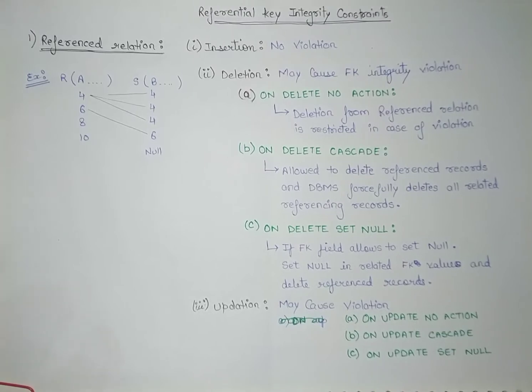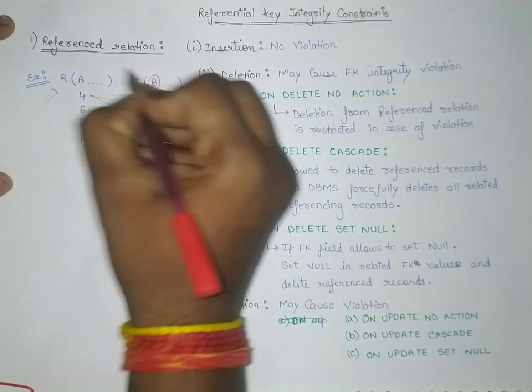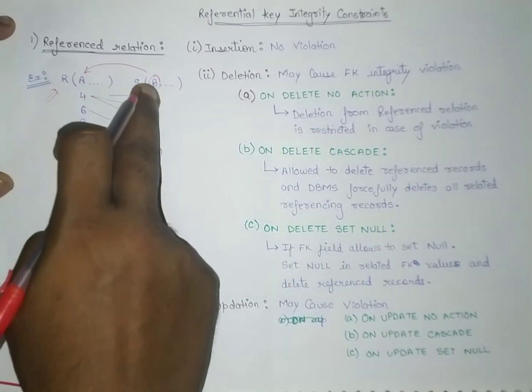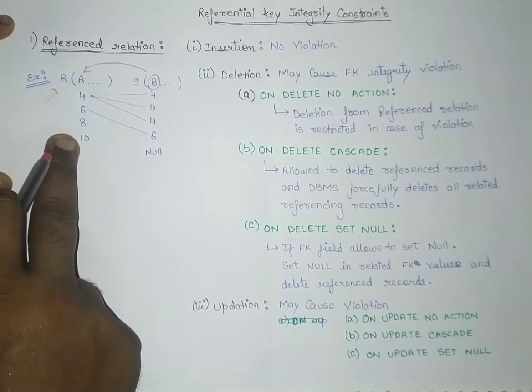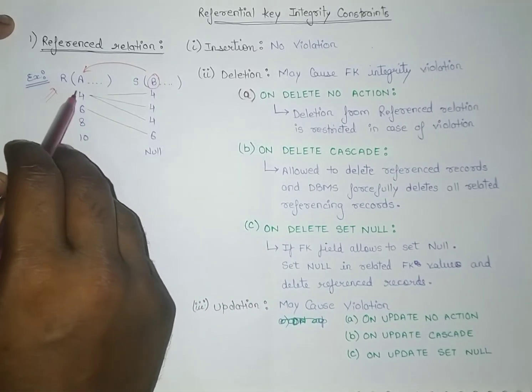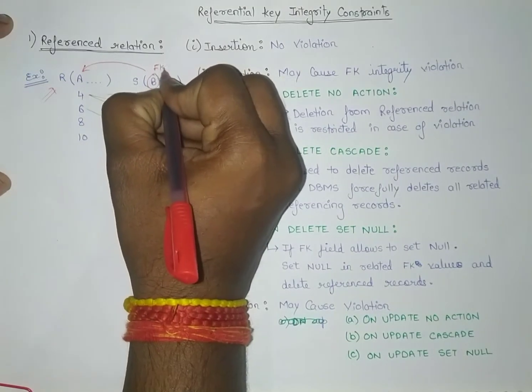So as we know, there are two relations. If you talk about the foreign key, one is the referenced relation, another one is the referencing relation. First we will start with the referenced relation. This B is a key which is referencing A, because you can see that B is referencing the A values. The B field values are 4, 4, 4, 6, which have been taken as reference from this A table, right? So this is a foreign key.